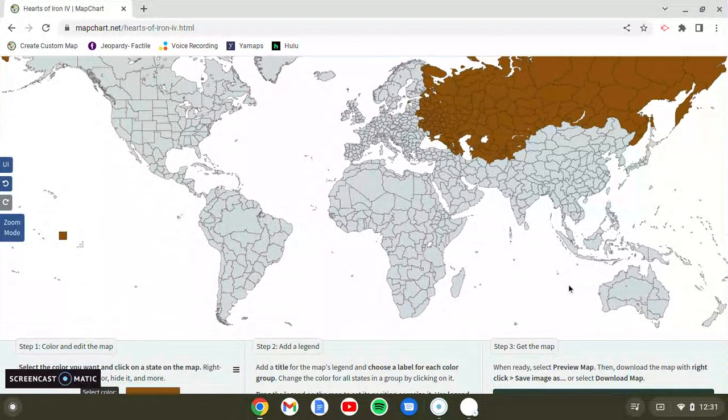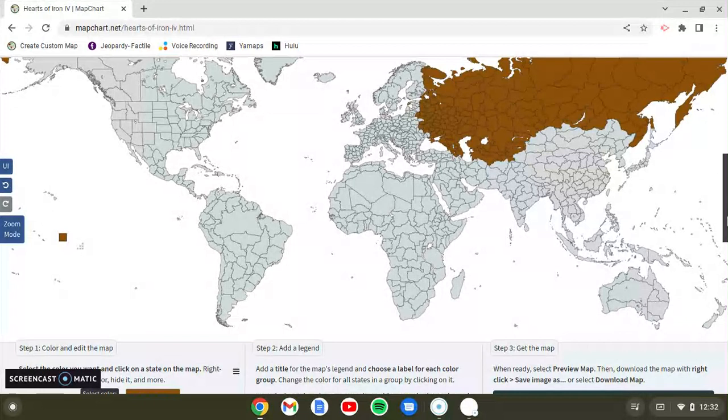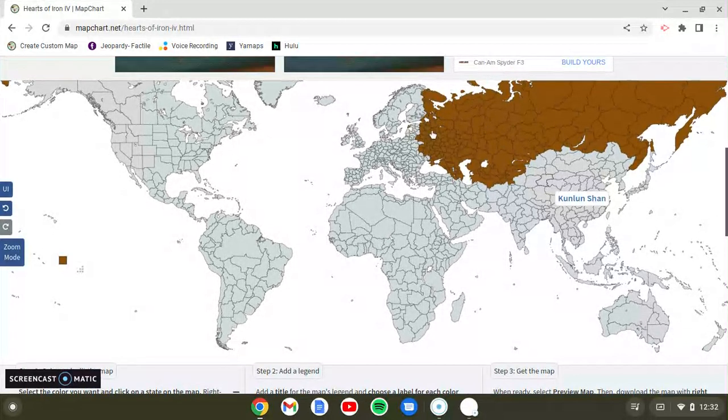And today we're looking at the history of Russia on mapchart.net. So let's get started. I'm using this Hearts of Iron map on MapChart instead of the Russia map because I feel like it definitely shows that Russia expanded and had other territories that weren't just in the actual modern-day Russia.